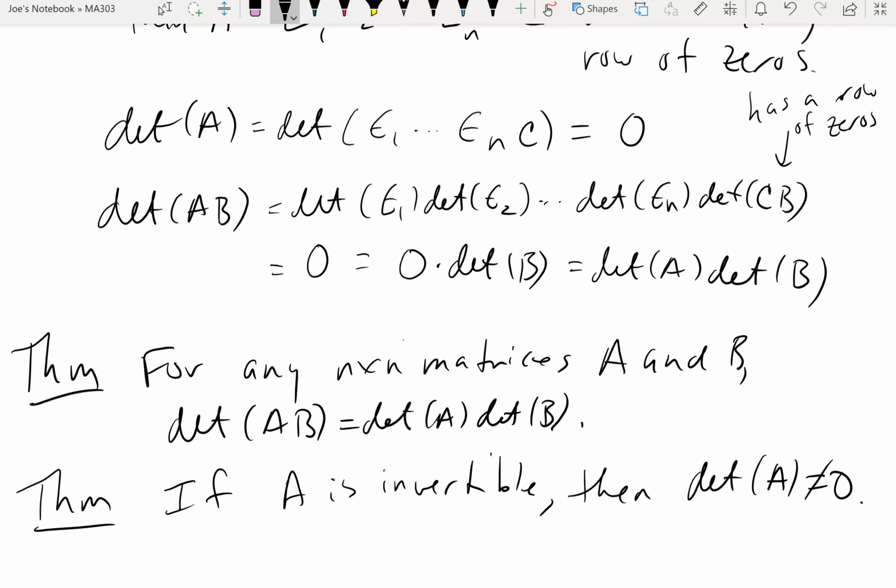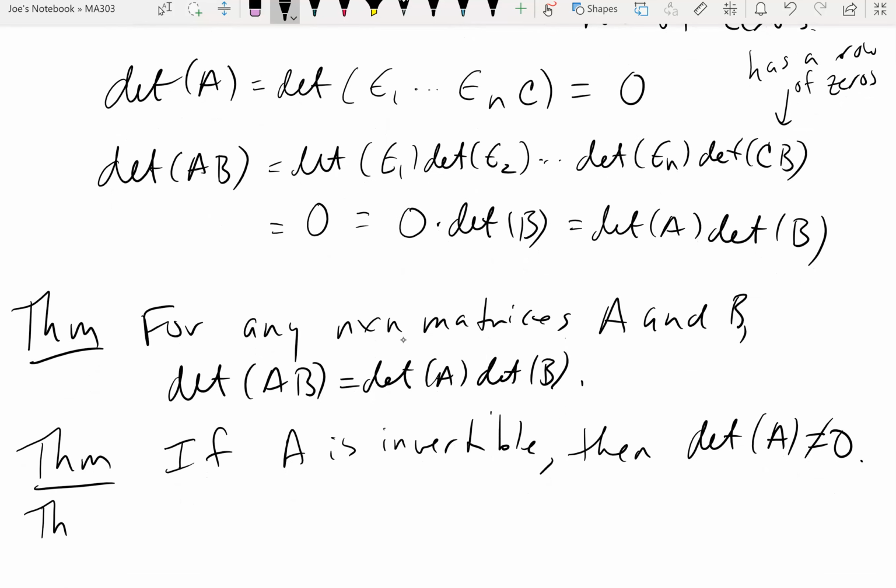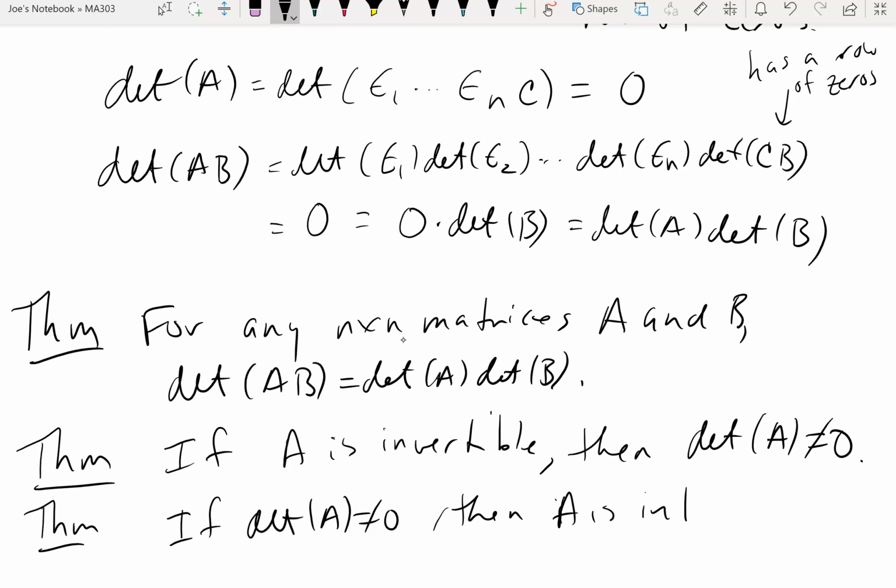We also proved that if A was singular, then its determinant was 0, right? So not only this, we actually proved the reverse. If the determinant of A is not 0, then A is invertible. Which means we really have an if and only if statement here, don't we?